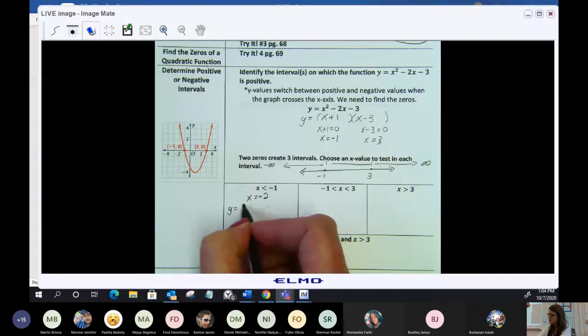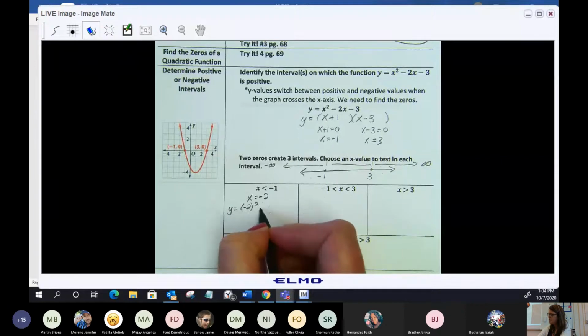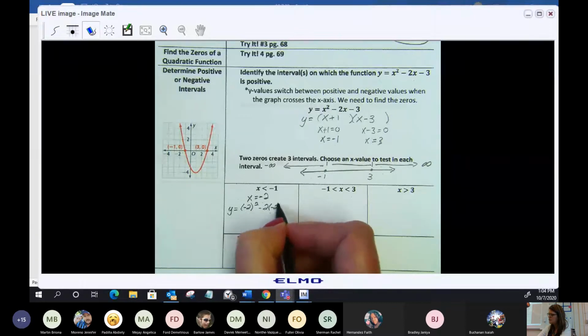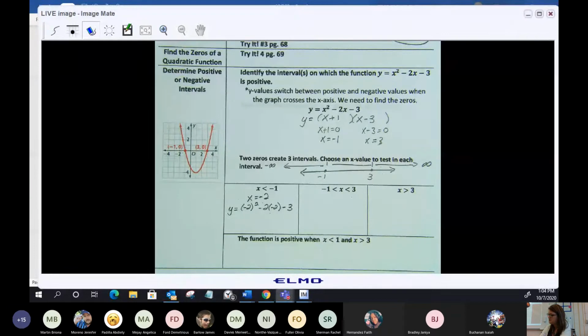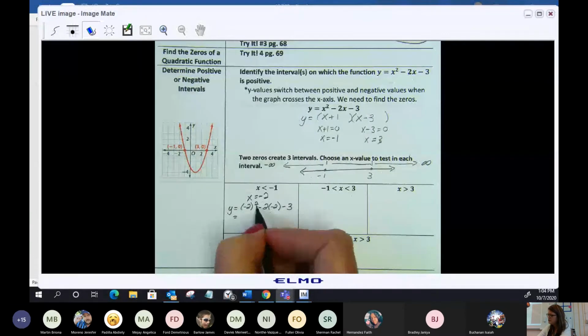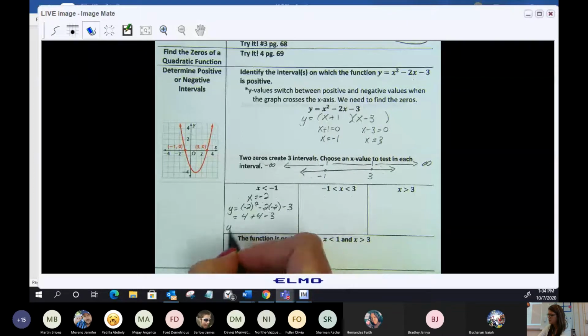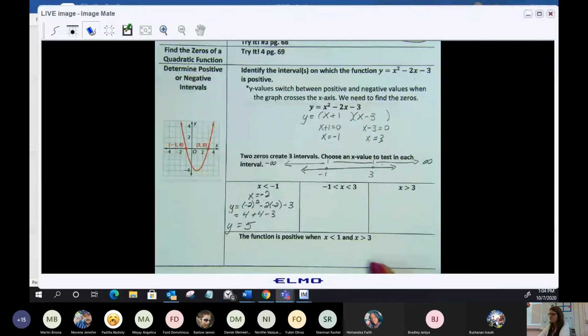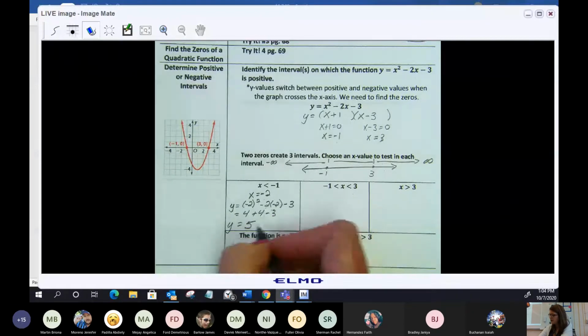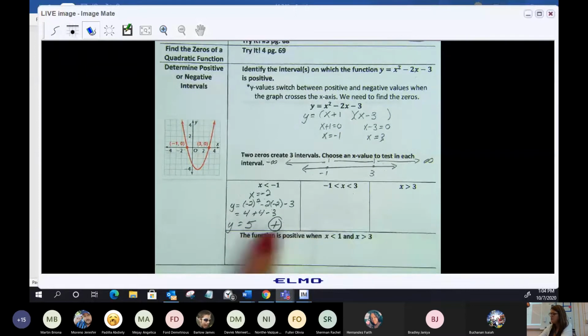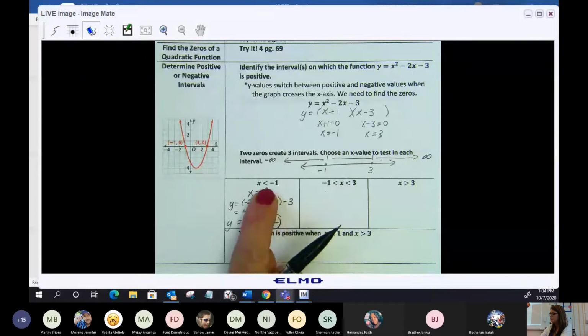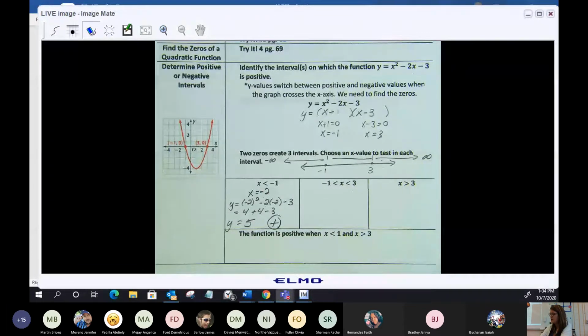I'm going to get y equals -2 squared minus 2 times -2 minus 3. And now we're just going to simplify. -2 squared is 4. -2 times -2 is a +4, and minus 3. So that means y equals 5. And the value isn't really important. What is important is, is it positive or is it negative? Well, 5 is a +5. So that means any x value that is less than -1 is going to produce a positive y value.